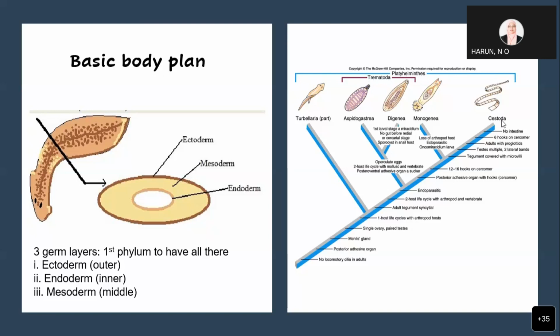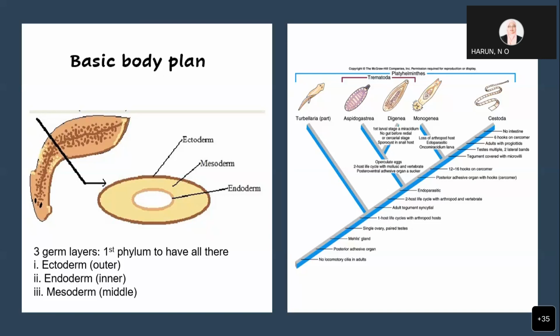Okay, sampailah kepada Cestoda. From Tubularia kepada Cestoda. How it looks like bila kita divide into phylogenetic tree, on what basis that normally we, the previous scientists characterize diorang based on host life cycles with arthropod host, adult tegument syncytial, host life cycle with arthropod ataupun bersama dengan vertebrate, dan juga this one adalah endoparasit.